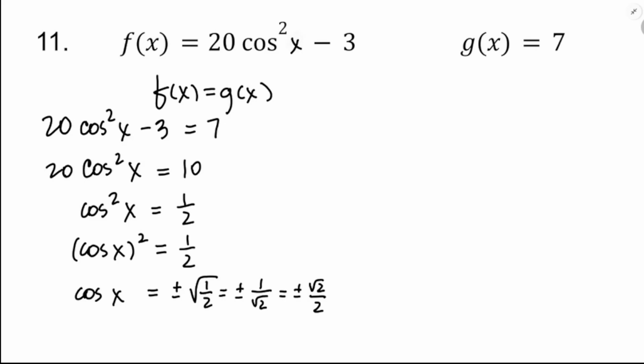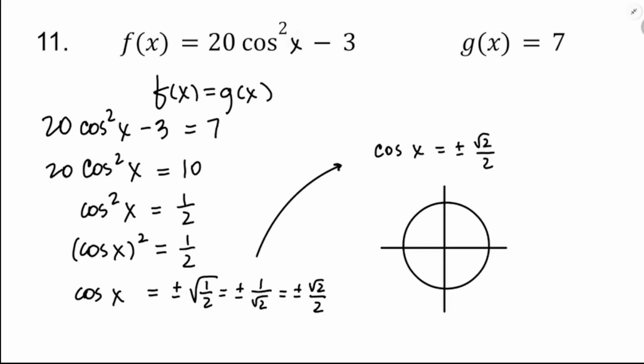Okay, now I've got it down to trig function equals number. I've got cosine x equals plus or minus root 2 over 2. So I'm ready to go to the circle. Cosine is any of the root 2 over 2's. Cosine could be positive root 2 over 2 and be these 45-degree reference angles. Cosine could be negative root 2 over 2 and be these 45-degree reference angles.